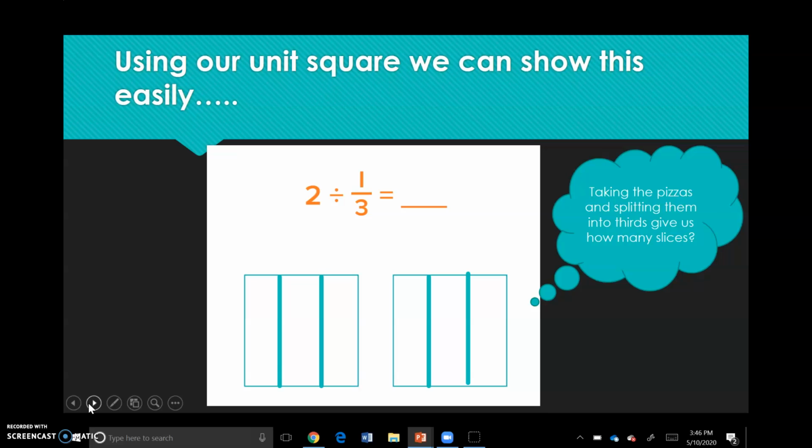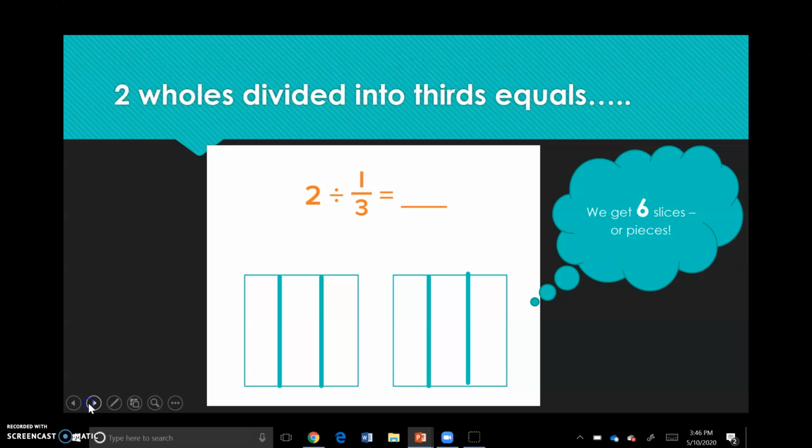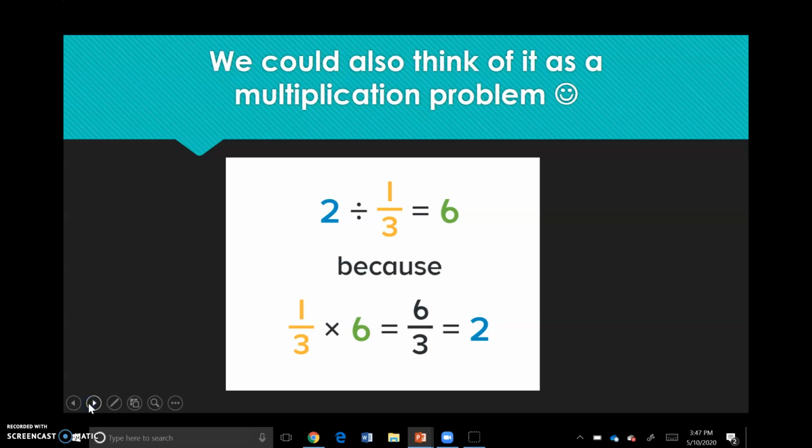So I've now taken my unit squares and I have divided them into thirds, each one. How many slices do I have altogether? I end up with 6. So 2 divided into 1/3 pieces gives us 6 slices altogether, or 6 pieces. You can also think of it as a multiplication problem. 2 divided by 1/3 equals 6.